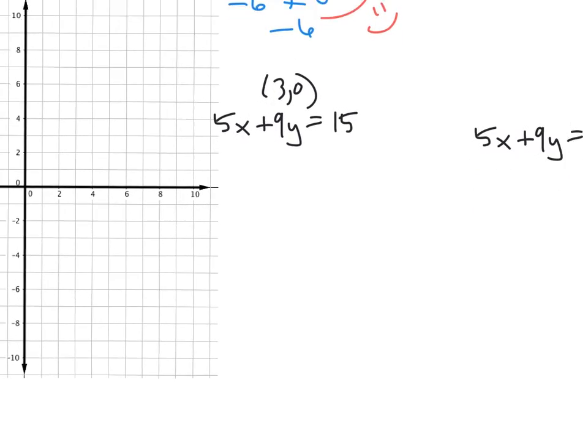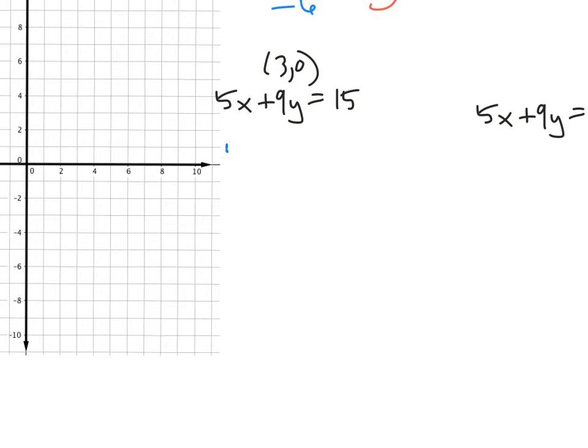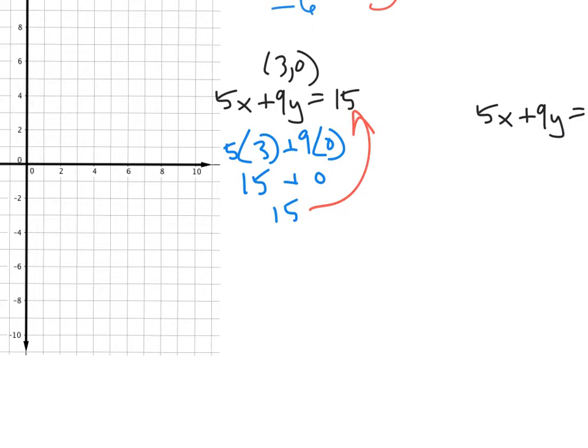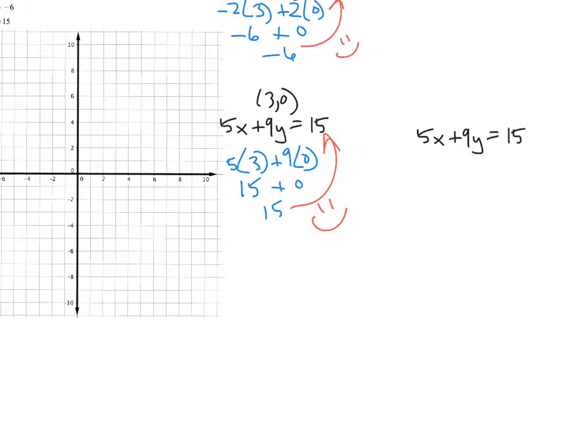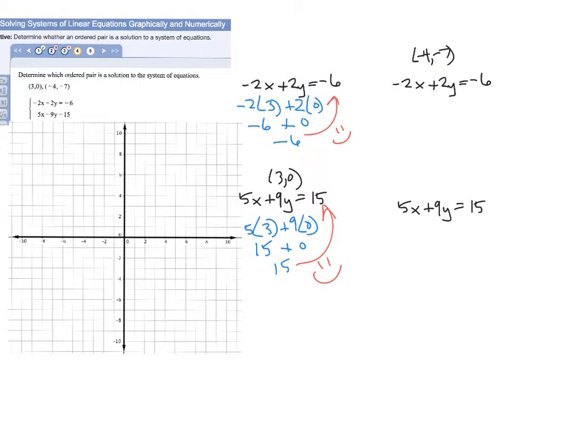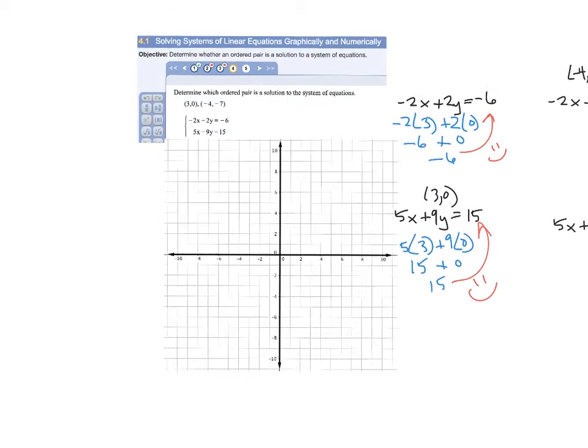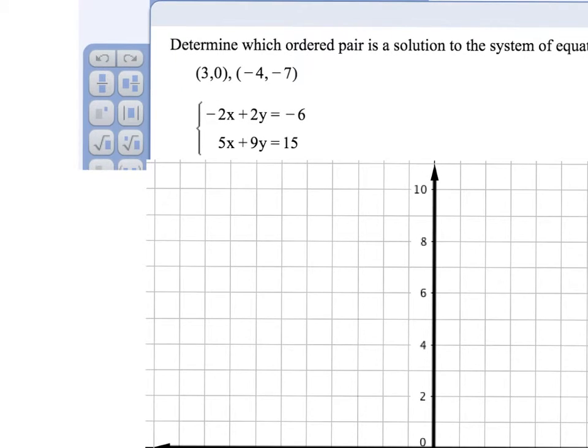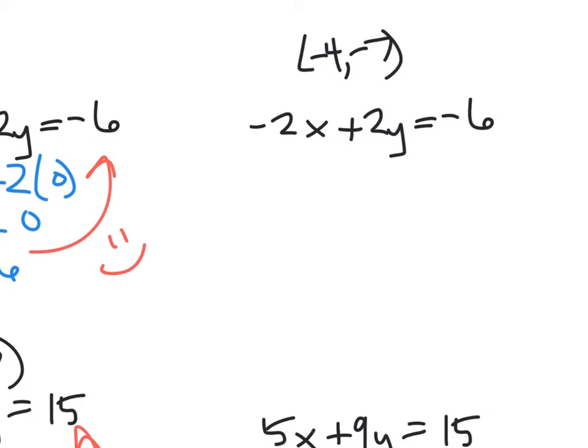So that becomes 5 times 3 plus 9 times 0. So that becomes 15 plus 0, which is 15. And sure enough, that works. So that's a smiley face. Since 3 comma 0 works in both of these, that tells us that 3 comma 0 is a yes. It is a solution. Well, let's see if negative 4, negative 7 is also a solution.